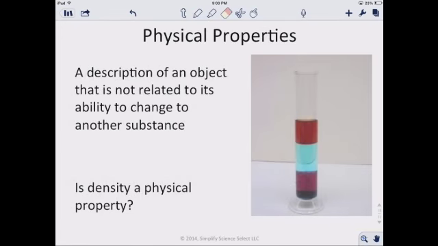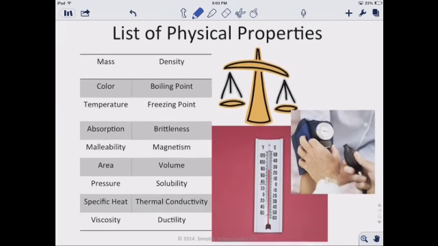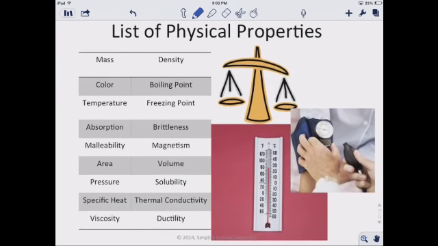Now let's jump into physical properties. Now, a physical property is a description of an object that is not related to its ability to change to another substance. And so basically we're looking at just what it is and not what it can react with something else with. So is density a physical property? Well, yes, it would be, because it is measuring what it is and not what it can do to react with something else.